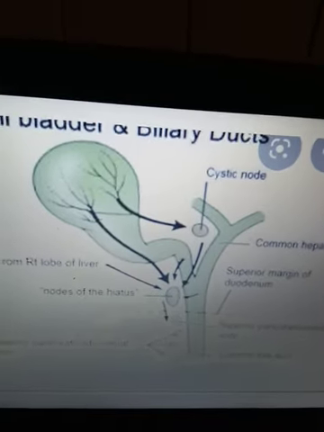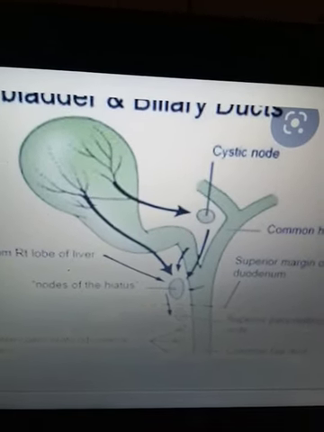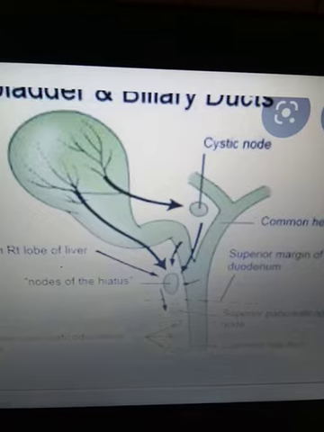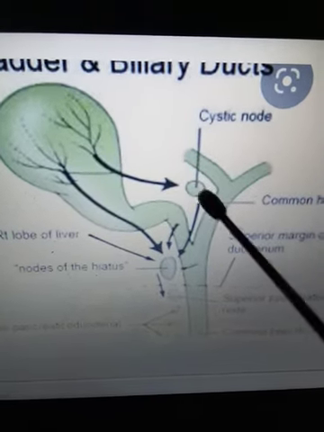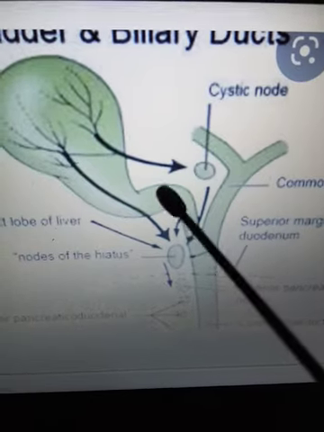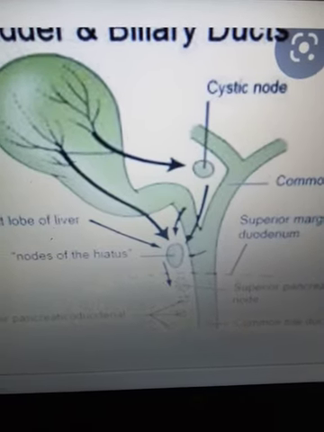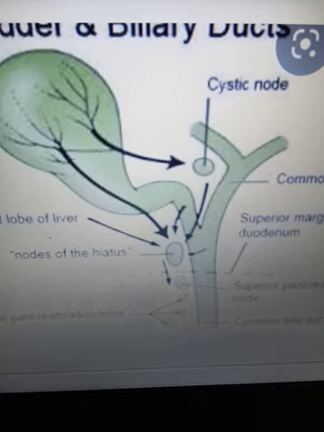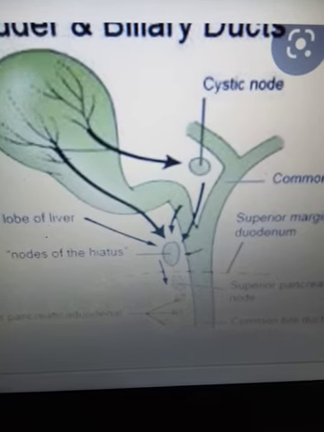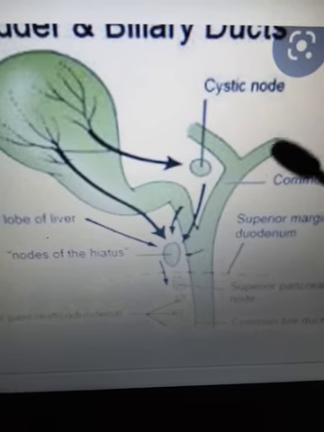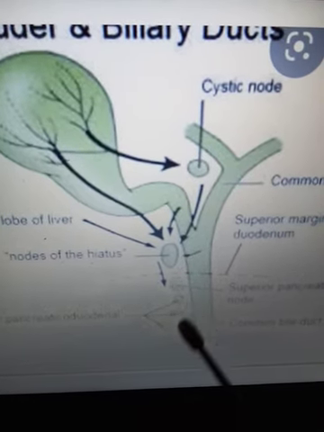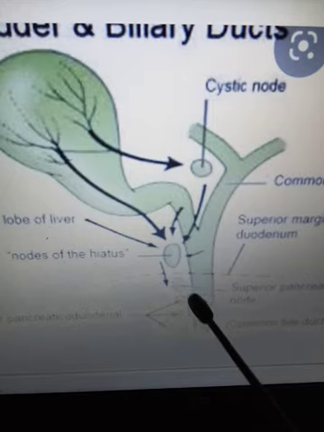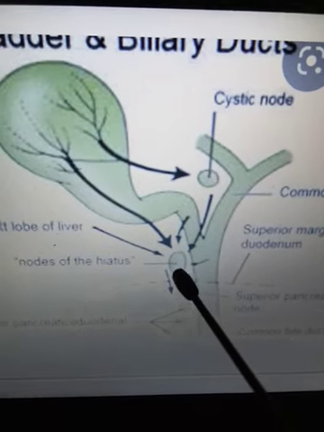For the lymphatics, the lymphatics from the gallbladder, cystic duct, and upper part of the bile duct drain into the cystic node, and the lower part of the bile duct drains into the pancreatico-splenic node.